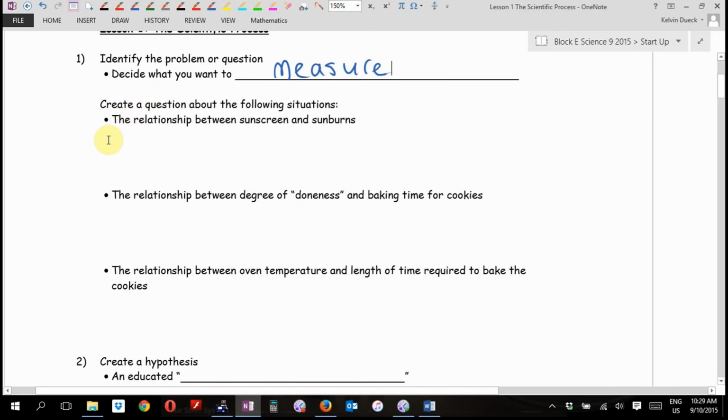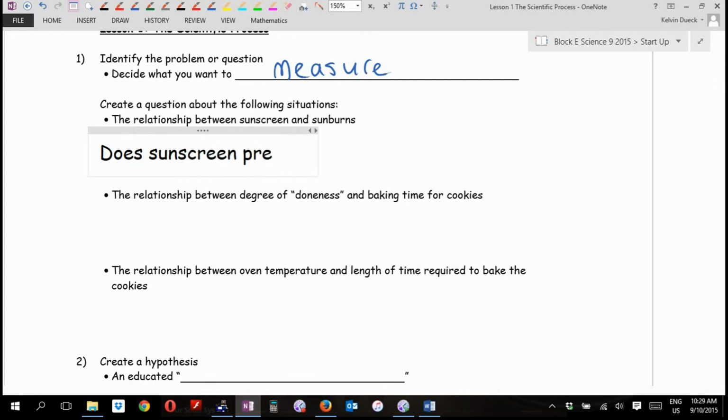Create a question about the following situation. The relationship between sunscreen and sunburns. You know what a good question might be? Does sunscreen prevent sunburn? Maybe it's all a lie.